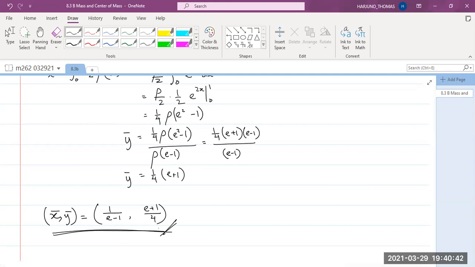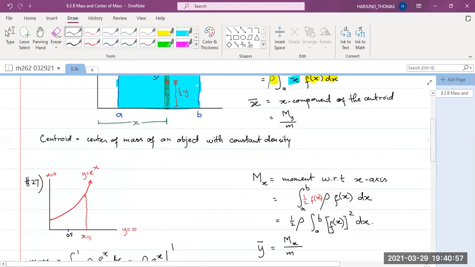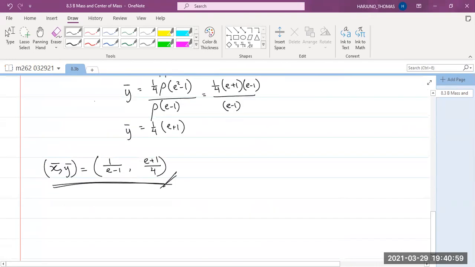Hey, Thomas. Hi. We could also just write centroid equals, right? Yes, that's right. You can also write centroid equals the coordinates. Perfect. Thank you. You're welcome.